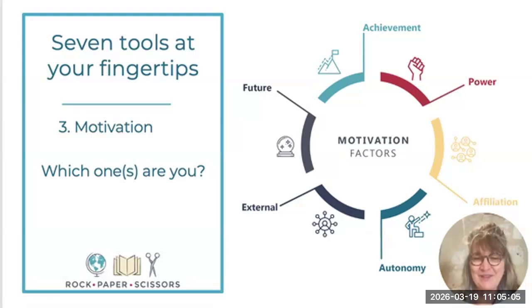Anyone guess, or sorry, the most popular one is? So achievement is the second. It had over 33% of the responses. Yes, Emily, future. Yeah, more than 34%. Okay, so that is tool number three. Can I have your permission to continue? Just give me a thumbs up, or if you have questions. Yeah, okay, great.